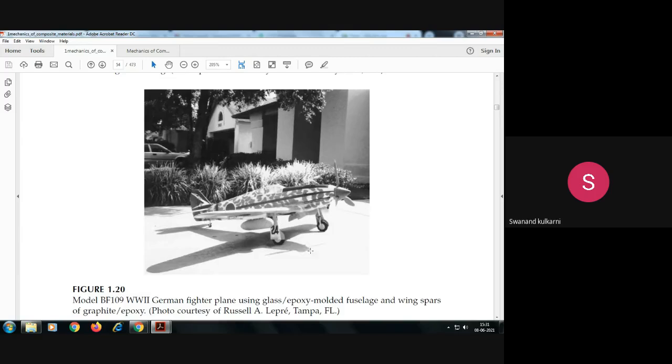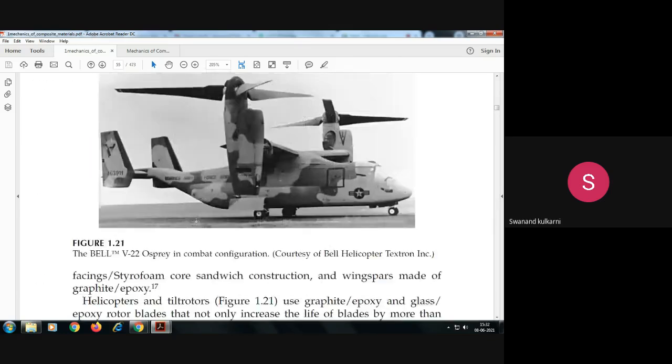Here you can say the model of aircraft is shown. So that is a German fighter plane, inside which glass epoxy mold fuselage and wing spars of graphite epoxy are used. So graphite epoxy and glass epoxy composites are used in this model, the BF109. Is it okay? Likewise, here you can say Bell V-22 Osprey. Is it okay?